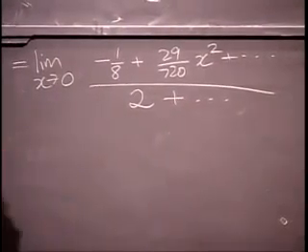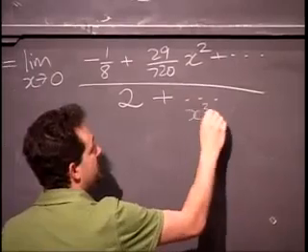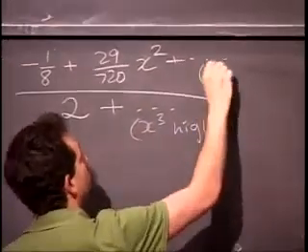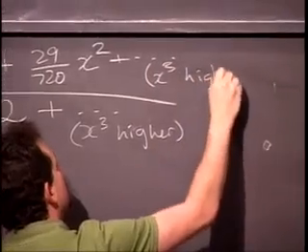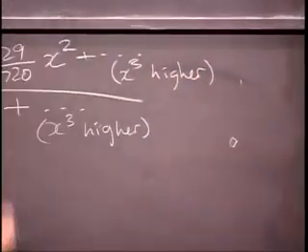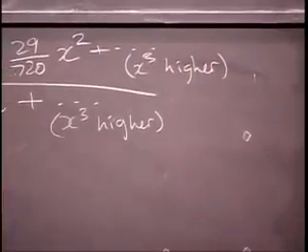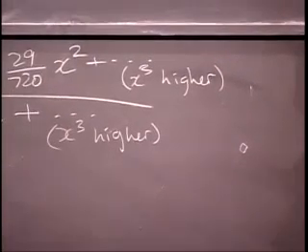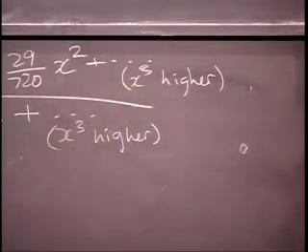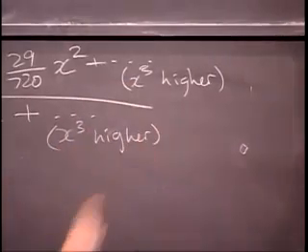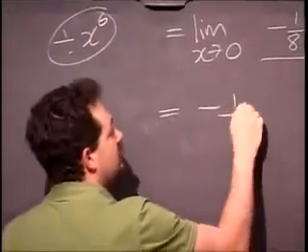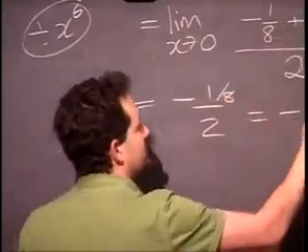Again, everything here is x cubed and higher. And everything here is x cubed and higher, right? In the original up here, before we divided, the dot, dot, dots included everything that's x to the 9th and higher. So when we take away 6 powers, we have x cubed and higher. Now, when x goes to 0, all of the higher order stuff goes away, and you get minus 1/8 over 2, which is minus a 16th.